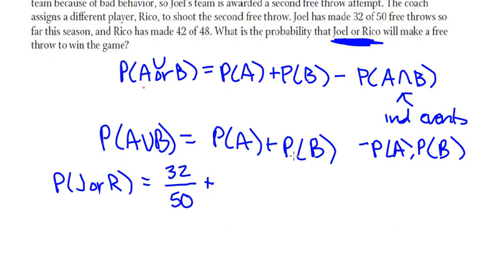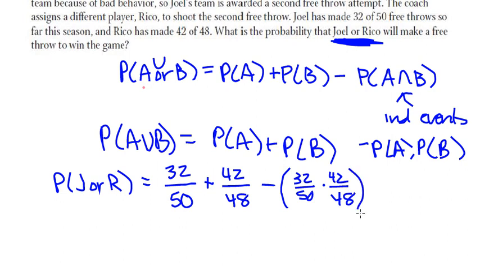Added to the probability that Rico makes it. Rico's made 42 out of 48, so that's 42 over 48. You can see why they chose Rico. But then I have to subtract away the probability that they both make it, which is 32 over 50 times 42 over 48.